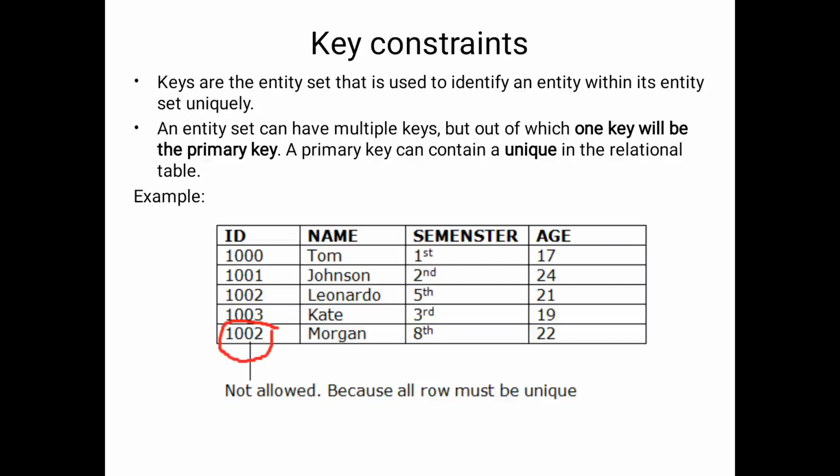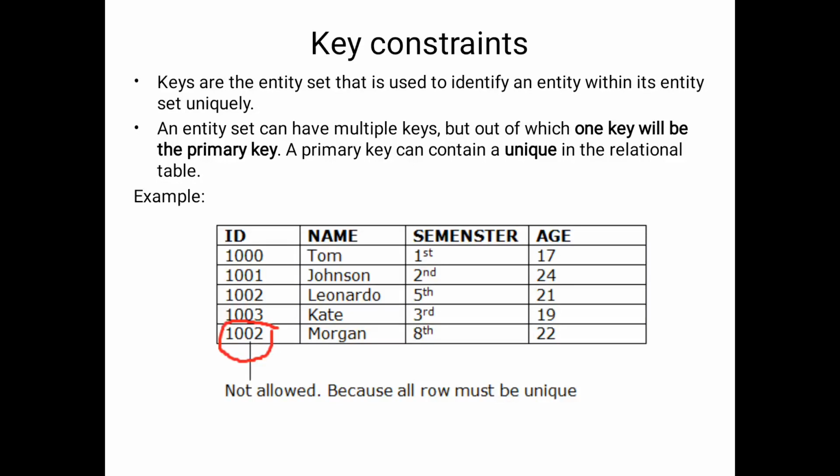The last one is key constraints. Key constraints are used to identify an entity within its entity set uniquely. Why? Because we are applying primary keys here. What is a primary key? A primary key is a unique value. It allows only unique values. Here in the example we are declaring two ID values as the same, that is 1002.